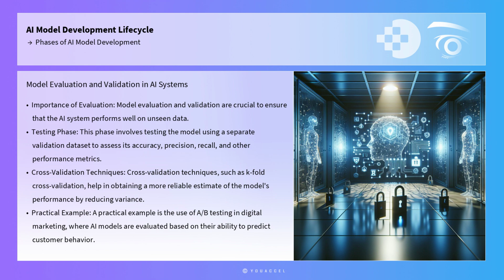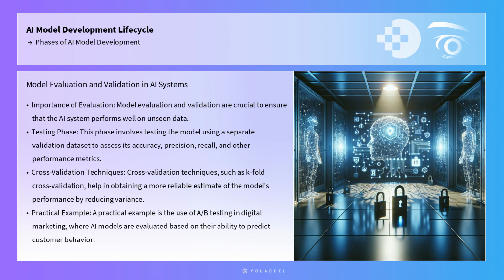Model evaluation and validation are crucial to ensure that the AI system performs well on unseen data. This phase involves testing the model using a separate validation dataset to assess its accuracy, precision, recall, and other performance metrics. Cross-validation techniques, such as k-fold cross-validation, help in obtaining a more reliable estimate of the model's performance by reducing variance caused by the random sampling of the training and validation sets.